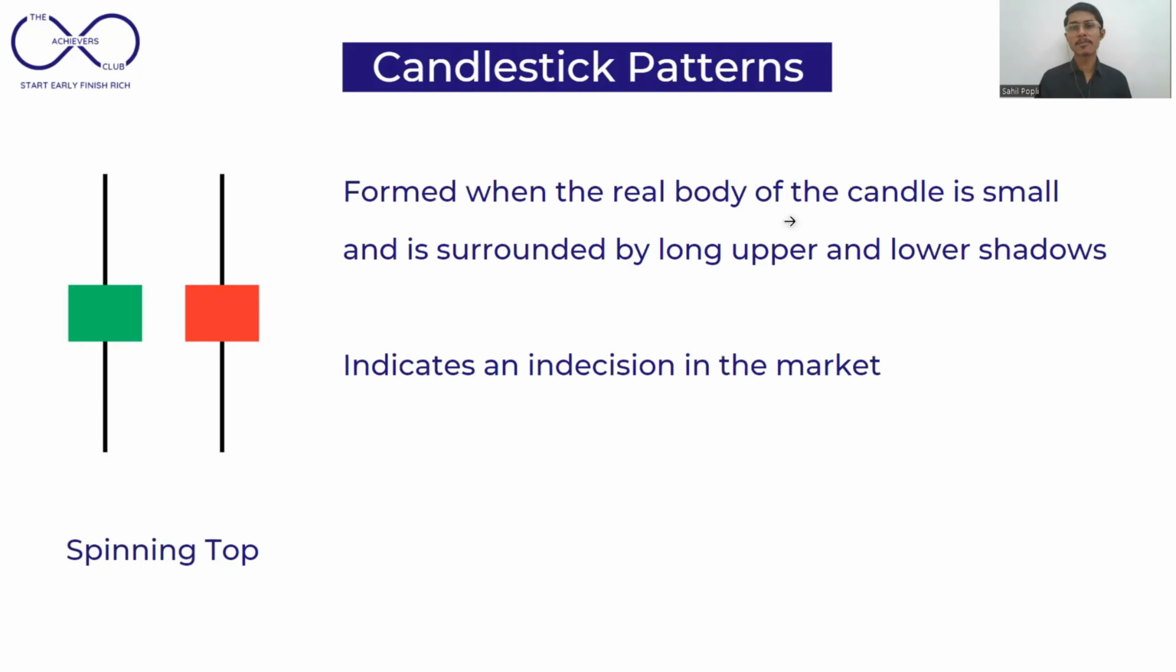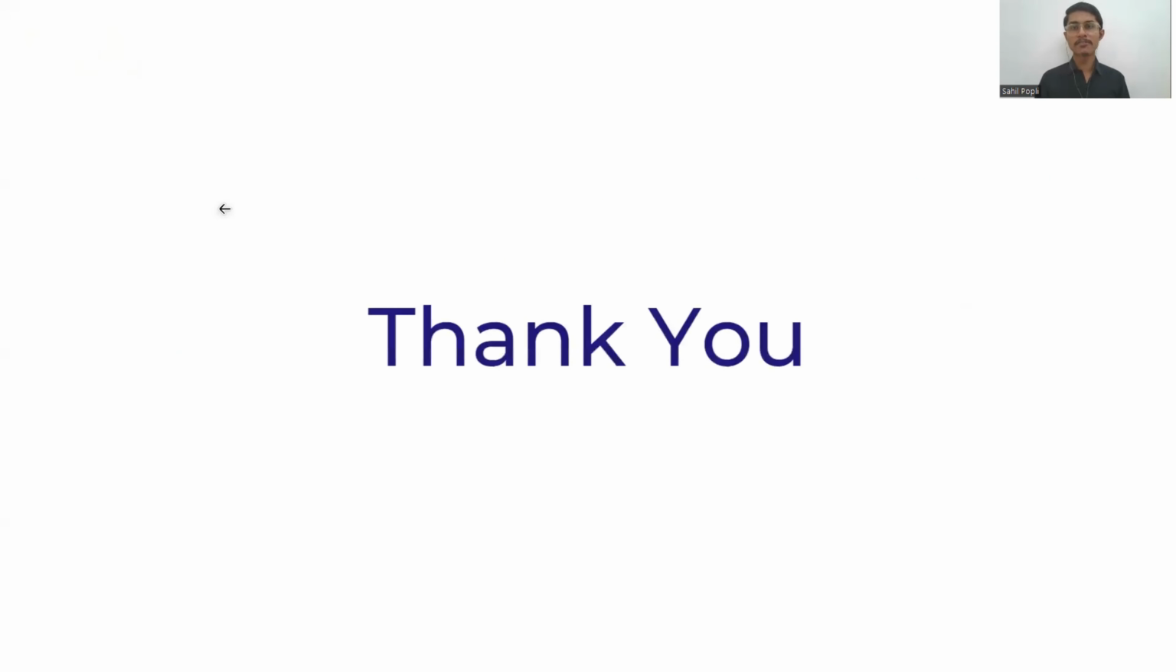This is formed when the real body of a candle is small and is surrounded by long upper and lower shadows, which indicates indecision in the market. And this is the theoretical explanation of it. So these are some of the basic candlestick patterns, and I hope that you have got absolute clarity on what the different candlestick patterns are.